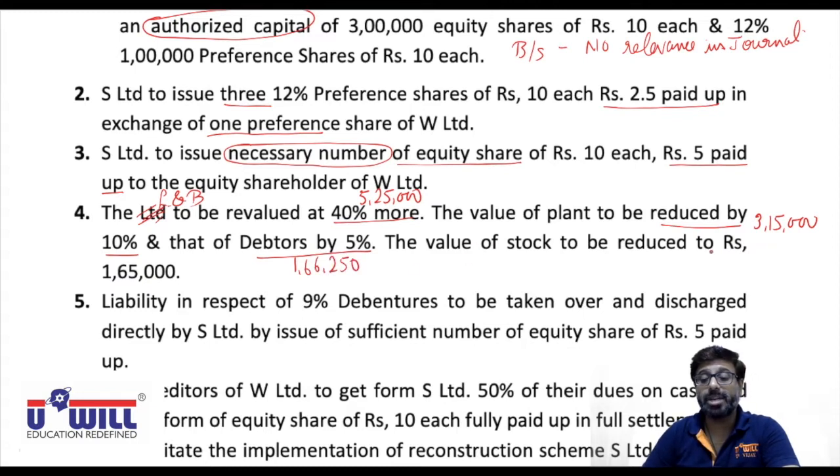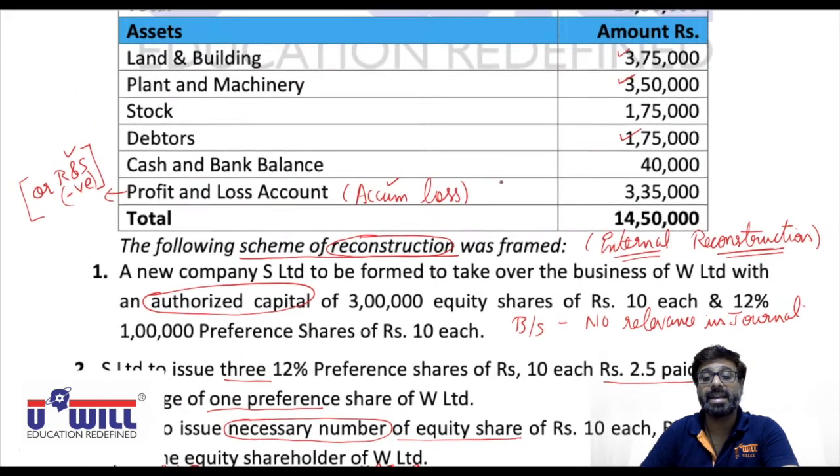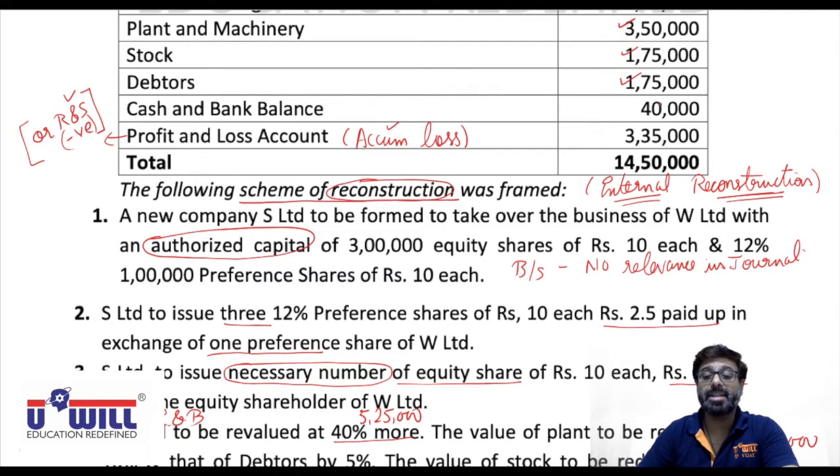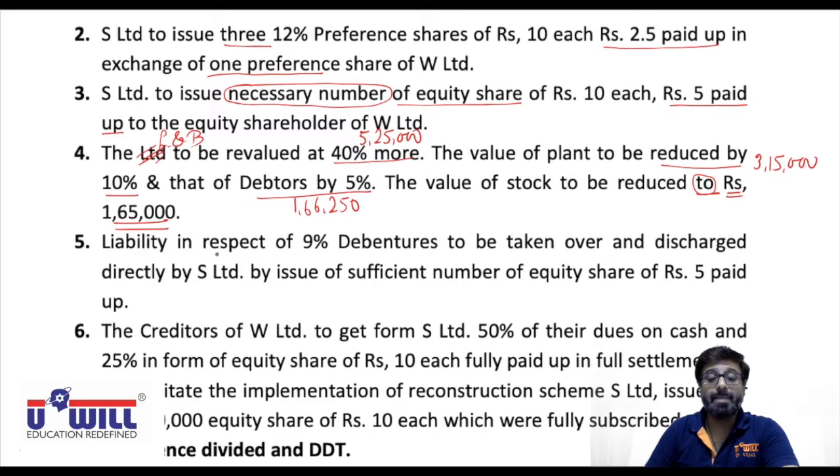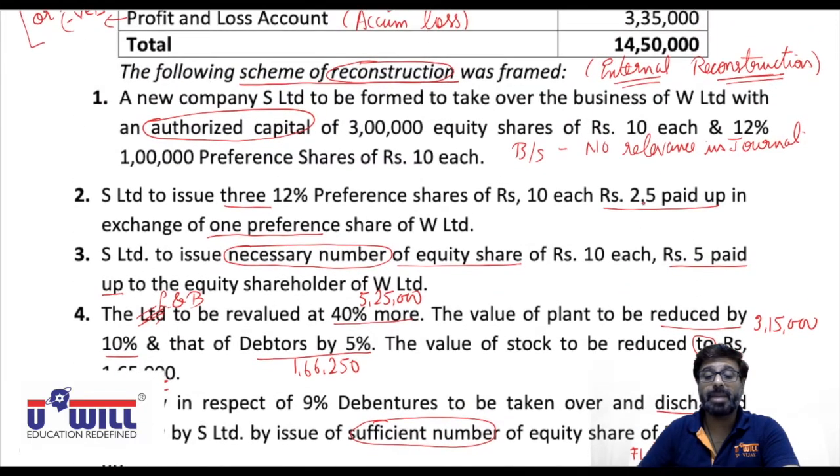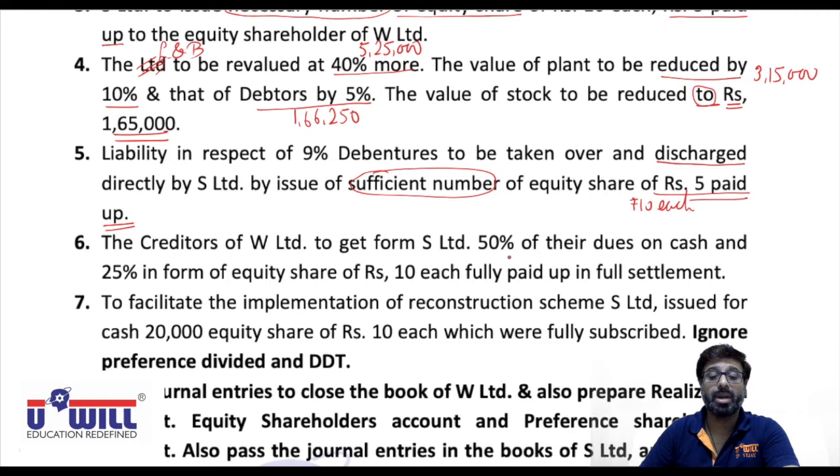The value of stock to be reduced to not by 2. Rupees 1,65,000 directly stocks agreed value is given. Cash in bank is always at book value. Liability in respect of 9% debentures to be taken over and discharged, and then the word discharged, directly by S Limited by issue of sufficient number of equity shares of rupees 5 paid up. Means again 10 each, but paid up value 5. Okay. In the new company, 10 is the face value of shares, but 5 paid up only. Remaining 5 we will collect from debenture holders in future.